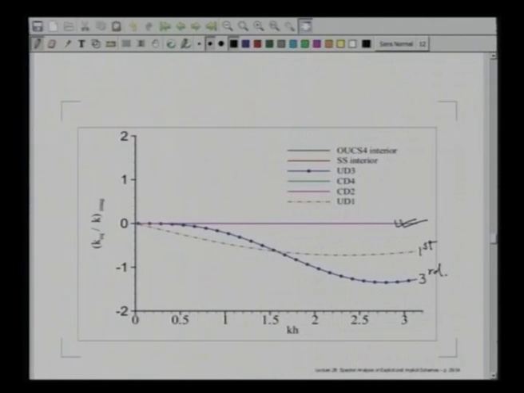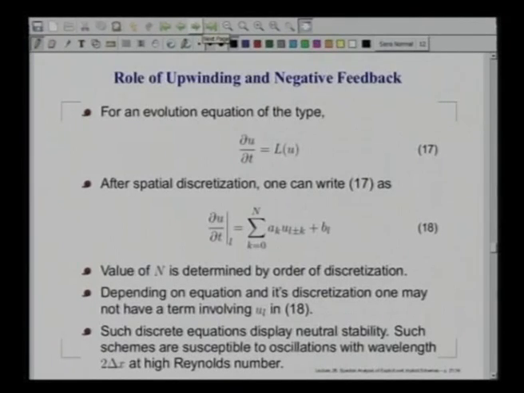Third order upwind schemes start becoming active at relatively higher wave number, whereas the first order upwind scheme becomes active right from the beginning. So, what we could do is try to rationalize what upwinding is doing.